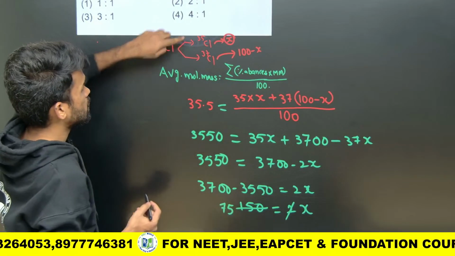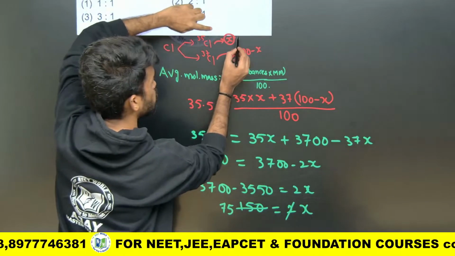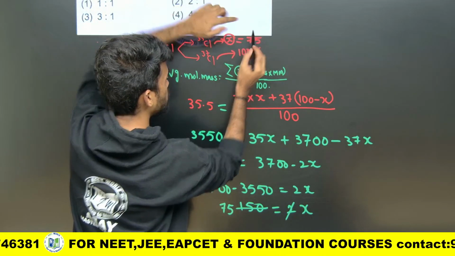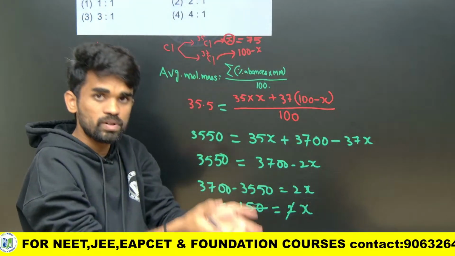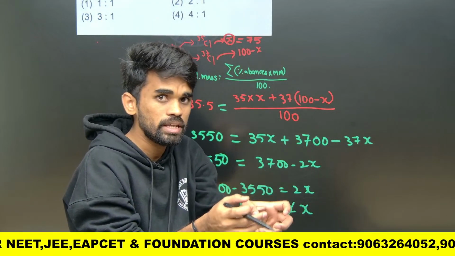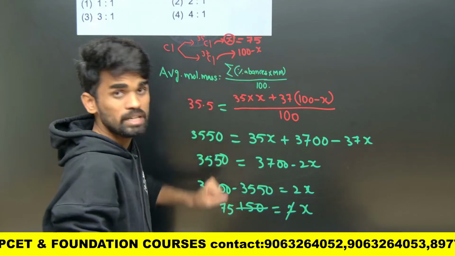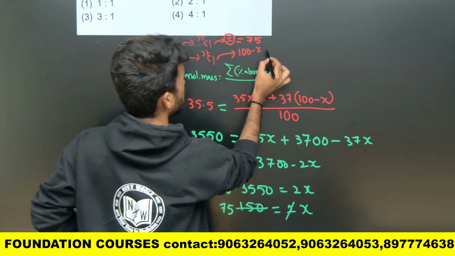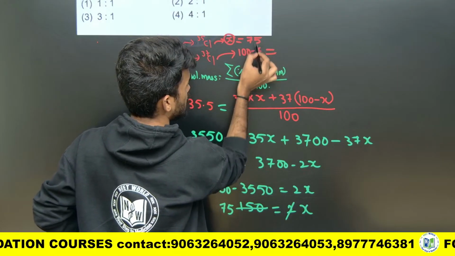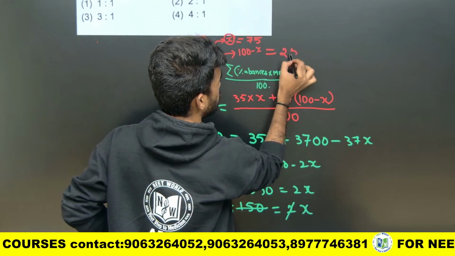It means the Cl35 percentage abundance is how much? 75%. It means if you extract total chlorine from the earth crust, for example, what is the percentage of the Cl35 isotope? It will be 75. And for this, 100 minus x means 100 minus 75, this will be 25.